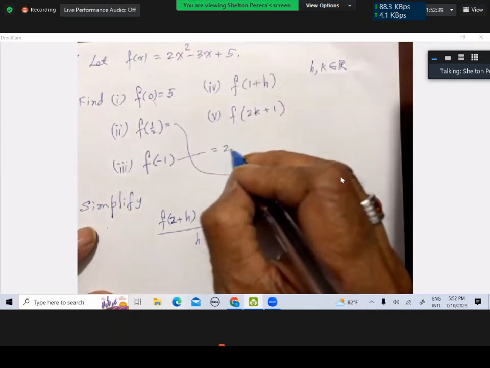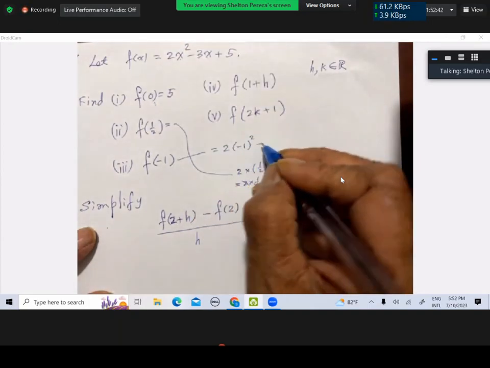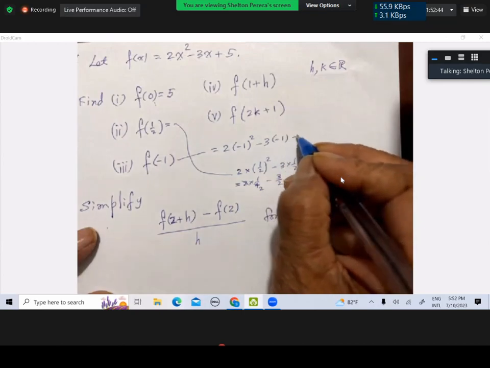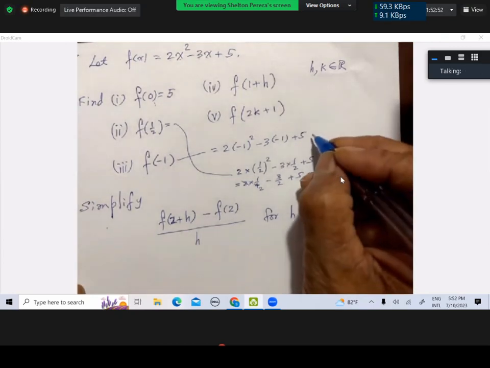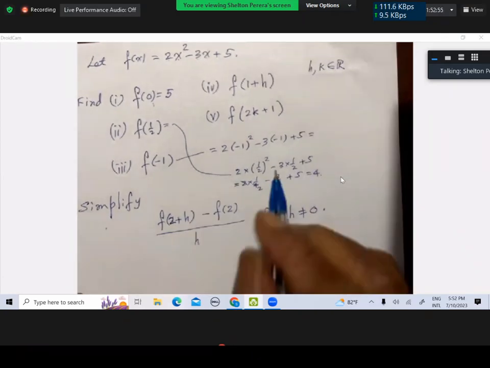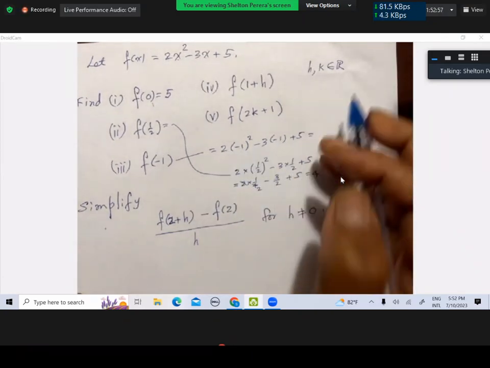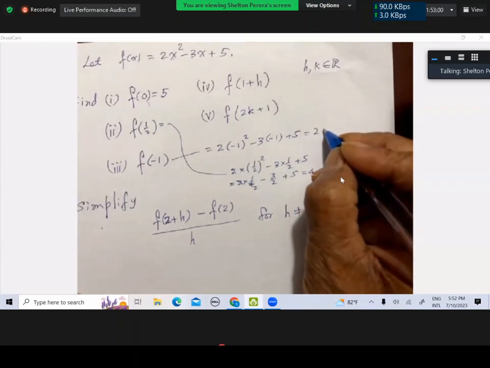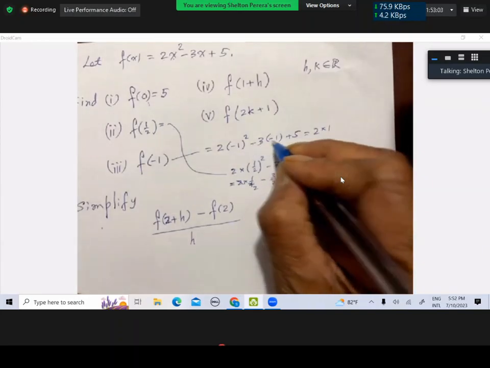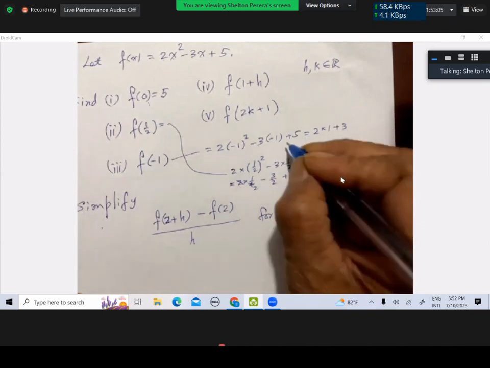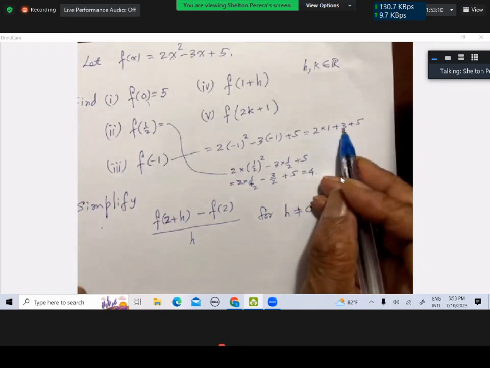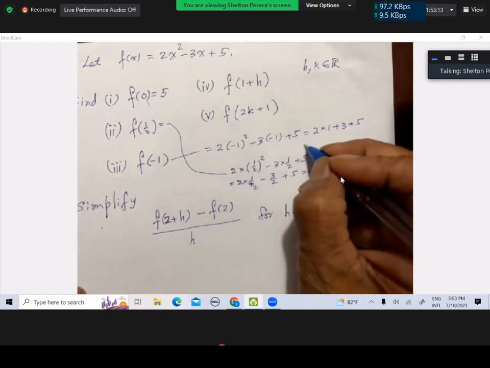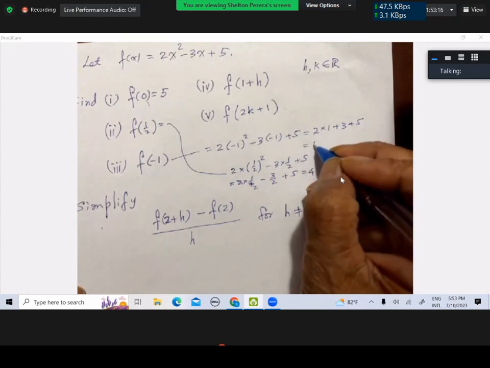F of minus 1. 2 times minus 1 squared minus 3 times minus 1 plus 5. That is equal to minus 1 squared is minus 1 times minus 1, plus 1. 2 times 1, minus 3 times minus 1 is plus 3, plus 5. Don't make silly mistakes. This is 2 plus 3, 5 plus 5 is 10. Plus 10.